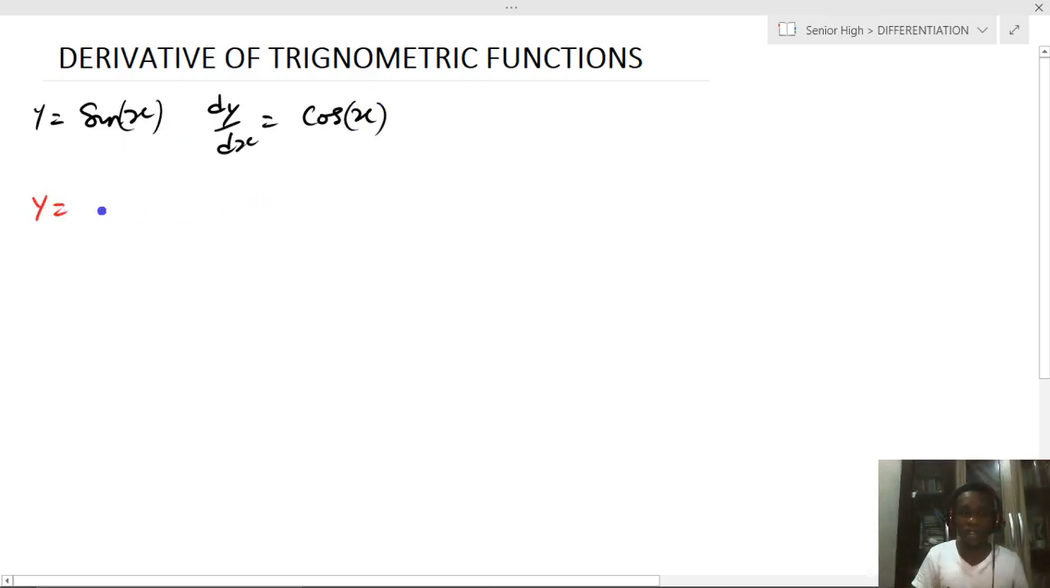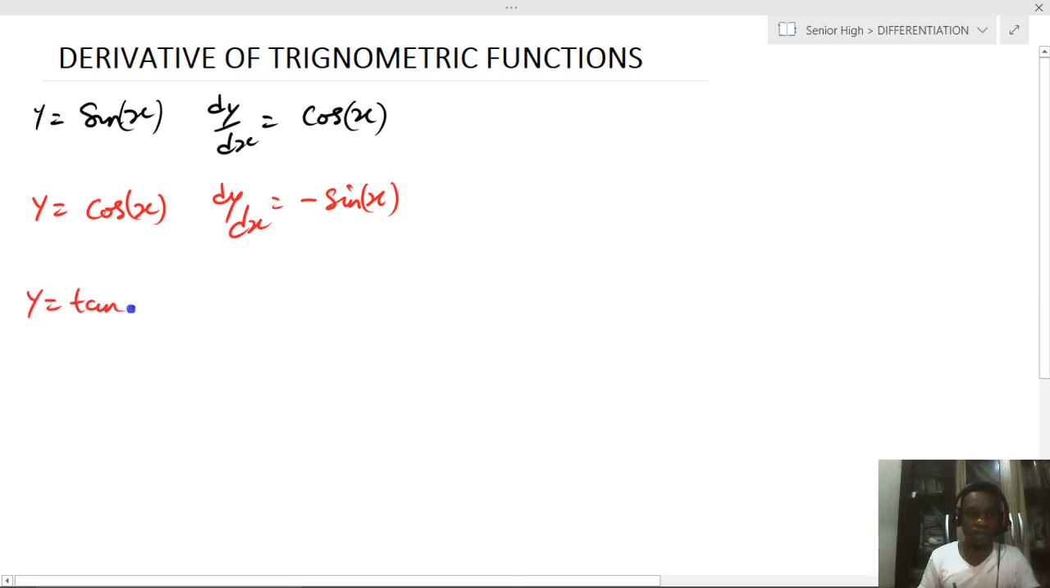Then when we have our y is equal to cos x, the derivative of cos x will give us what? dy dx, which is equal to minus sine x. Then what about finding for our y equal to tan x? Now to find for tan x, let's solve for this particular one. To find the derivative of tan x, we know that tan x can be written as sine x over cos x, right? From your trig formulas.